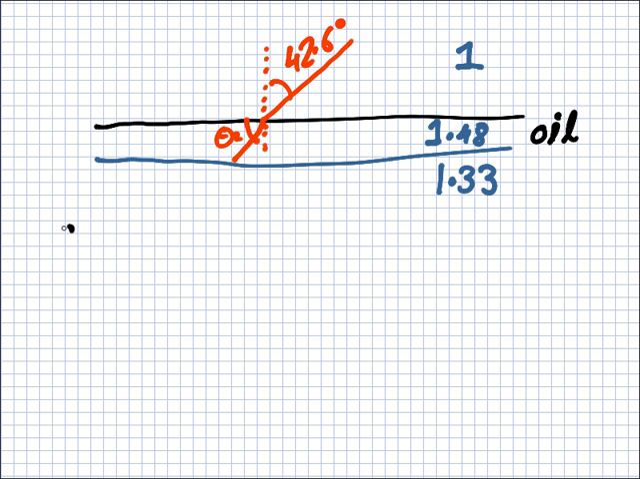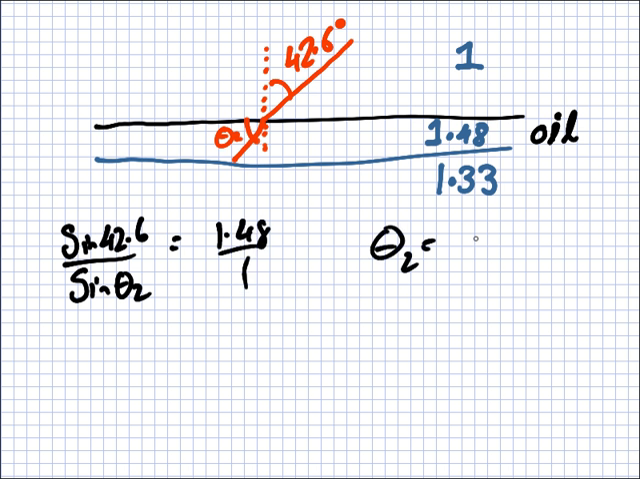So you have sine 42.6 over sine theta 2 equals 1.48 over 1. So then that means theta 2 is sine inverse of sine 42.6 over 1.48.